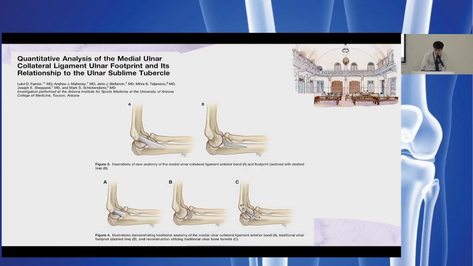In 2011, Dr. Dugas and Dr. Jobe published findings on the UCL footprint that extends distally from the sublime tubercle to the ulnar insertion of the brachialis muscle tendon. This finding affected new reconstruction techniques.